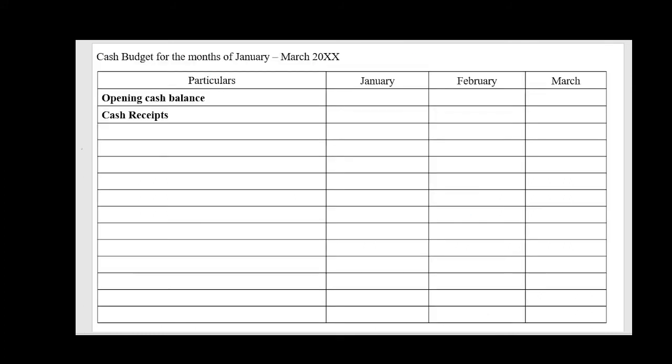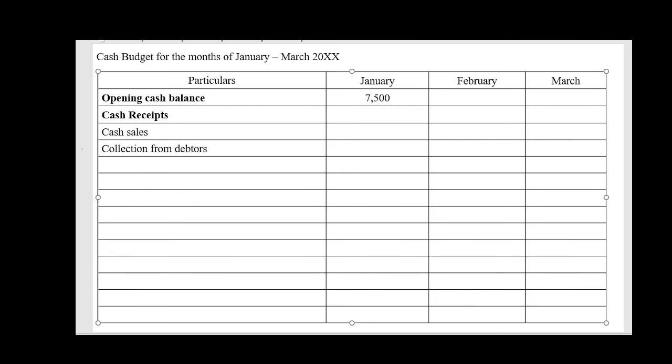Let us quickly put it in the month of January. So January's opening cash balance is 7,500. Coming to cash receipts, we have cash receipts from cash sales, and then we have collection from debtors. Remember, cash budget is an estimation. We are budgeting, we are trying to find out what the cash receipts and cash payments will be for the next 3 months.